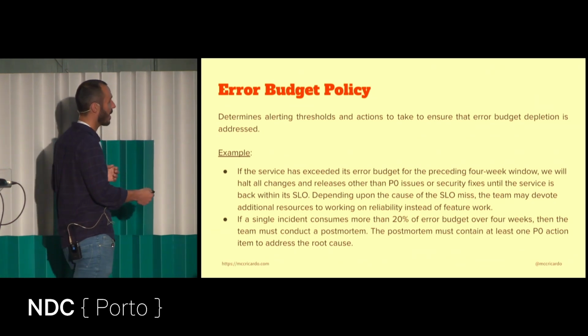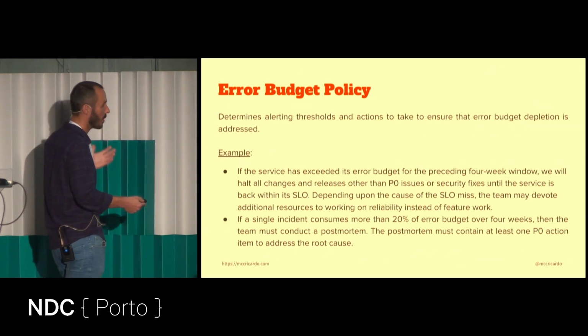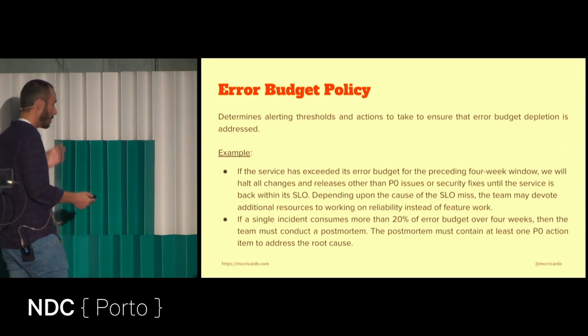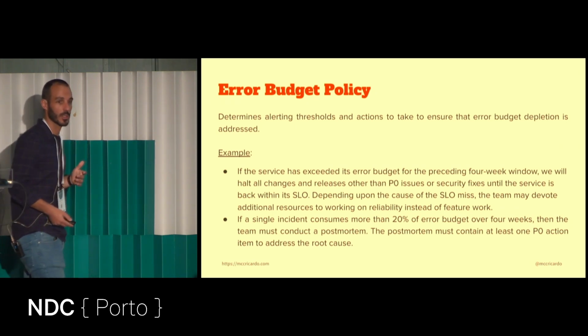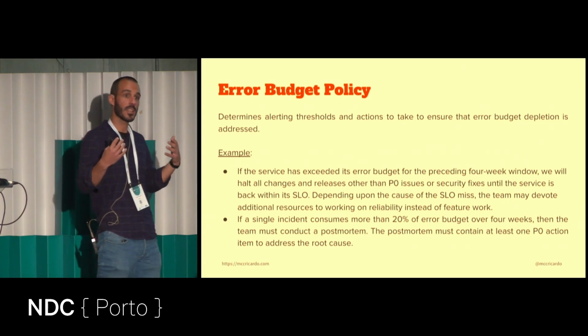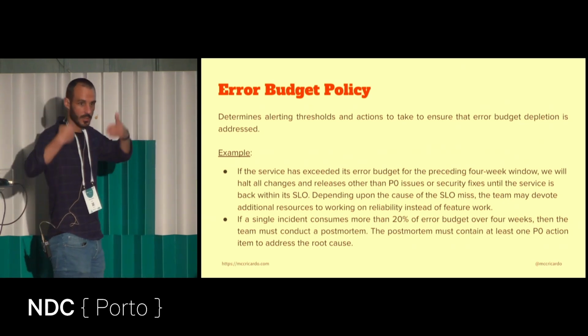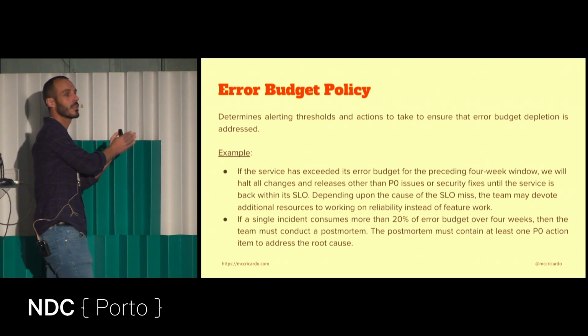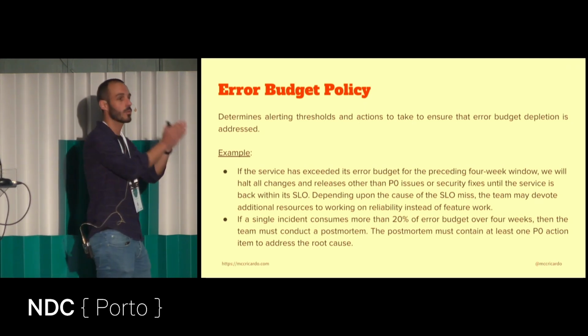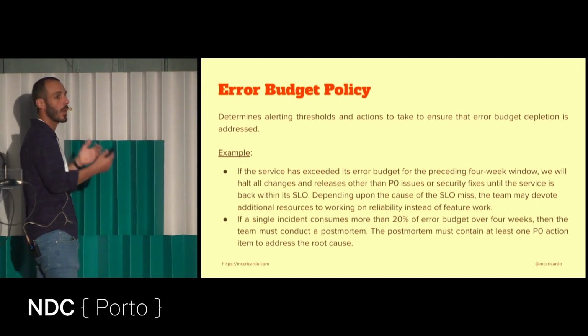It's predefined. Same thing, if I have a single incident that consumes more than 20% of my error budget, then we must do a post-mortem, for example. These are things that we define previously to things happening. So if this happens, we will do this. If that happens, we will do that. And this is very powerful.